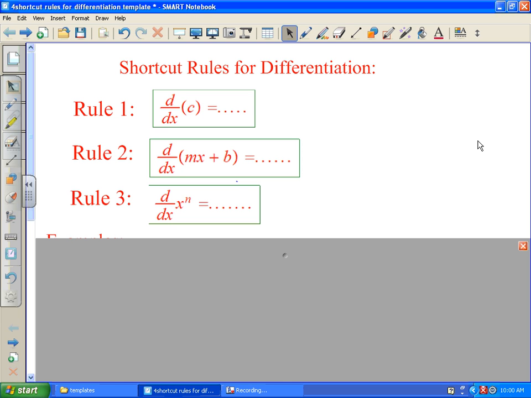All right, so today we're looking at the shortcut rules for differentiation. Hopefully these are going to make our life a lot easier. We don't have to use the long limit definition.